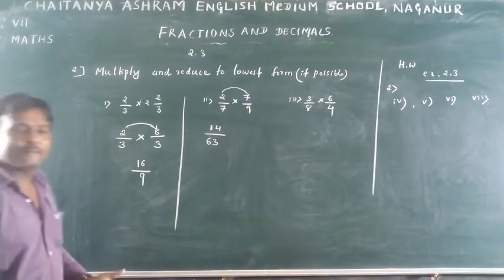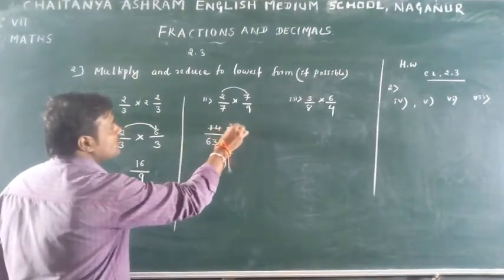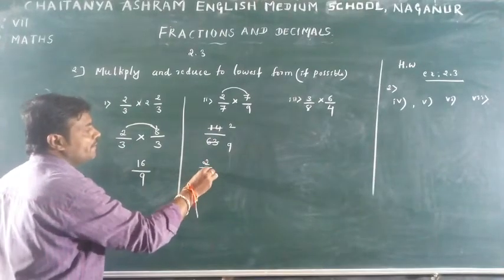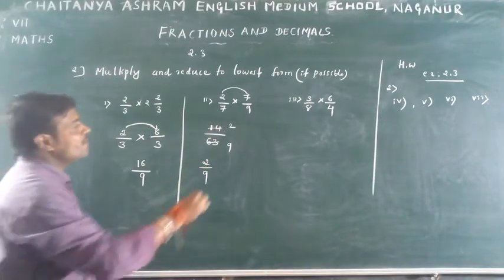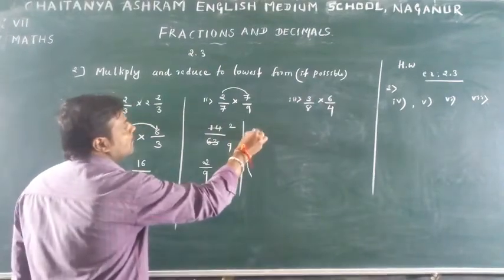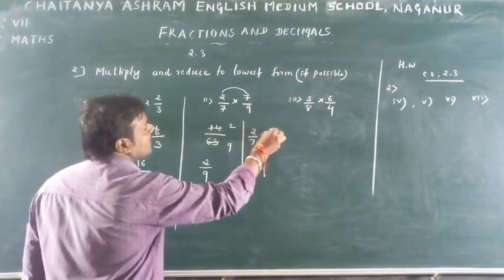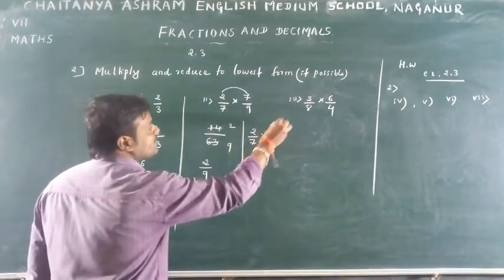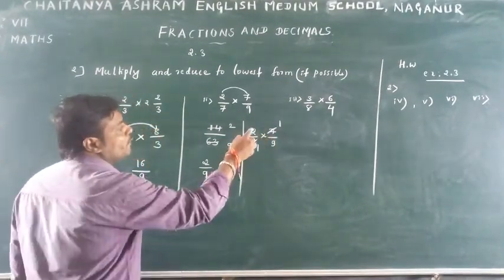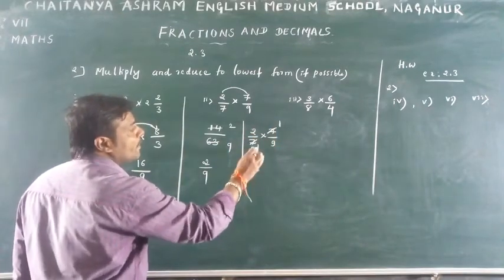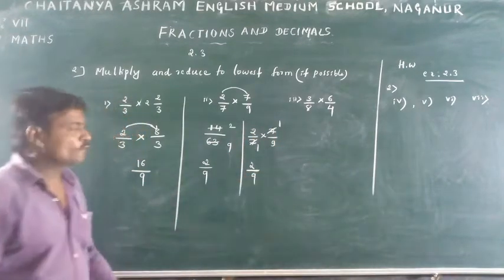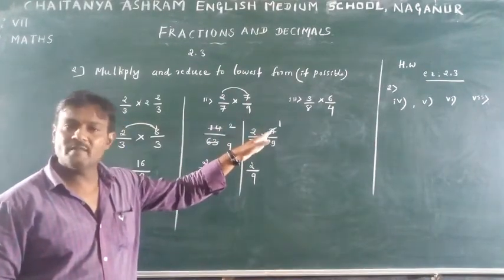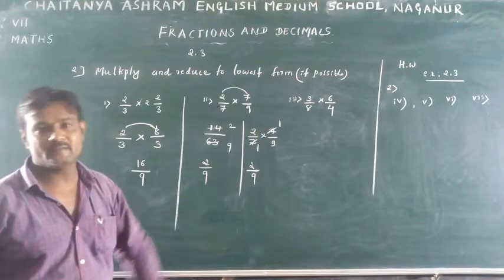Okay, then simplify it. 7 2s are 14, 7 9s are 63. So what is the answer? 2 by 9. Or dear children, we can do it in another way. 2 by 7 into 7 by 9 is there, no? We can cancel here only. 7 1s are 7, 7 1s are 7. Okay. Then 2 into 1 is 2, 1 into 9 is 9. So follow this method, or we can do cancellation in the same step and write the answer.